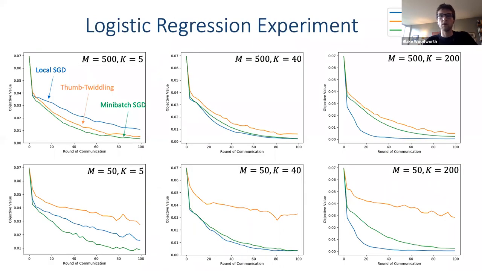So we proved this lower bound for one specific function. And perhaps this might not convince you that local SGD would actually do poorly on a realistic or natural problem. So to convince you that this lower bound is really representative of what would happen more generally, we conducted some experiments on a simple logistic regression problem. Here, for several values of k and m, we plotted the error of local SGD, thumb-twiddling SGD, and mini-batch SGD for optimally tuned step sizes.